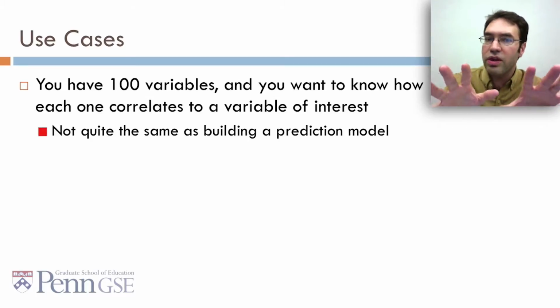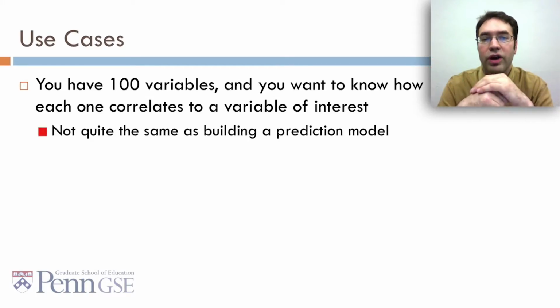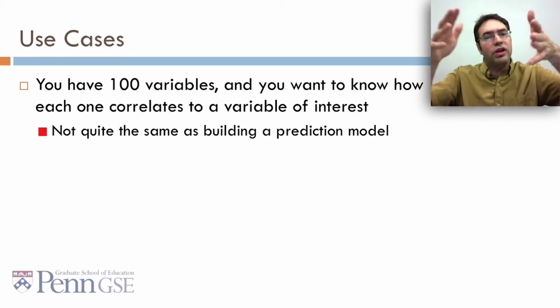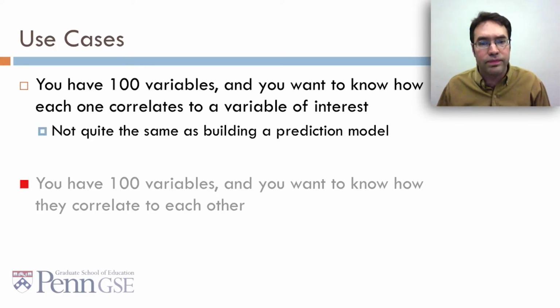Now, this is not quite the same as building a prediction model. A prediction model would try to find the best combination of those 100 variables to predict that variable of interest, whereas in this case, you just want to know how each one individually correlates, and you don't care about getting the single best model across variables.